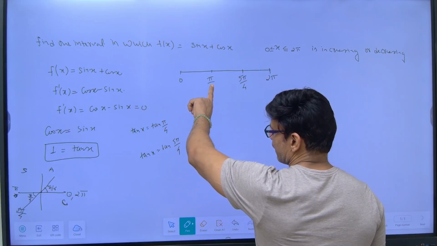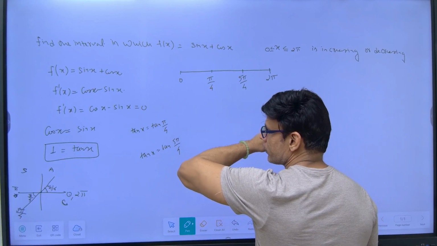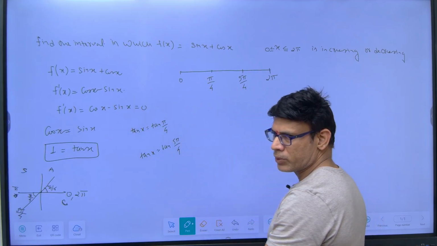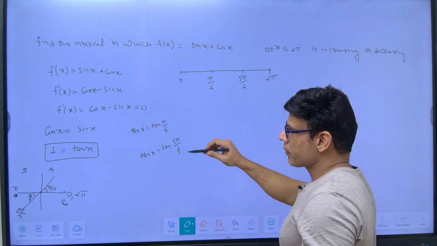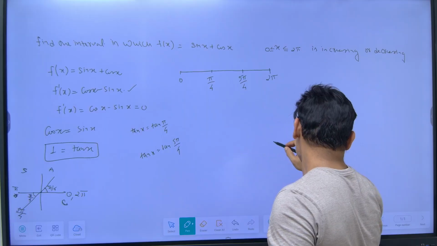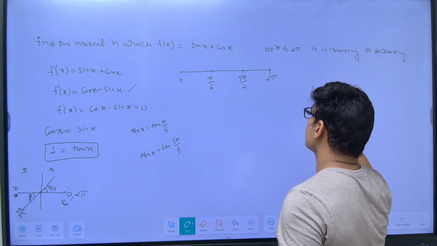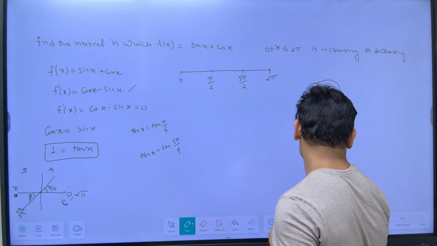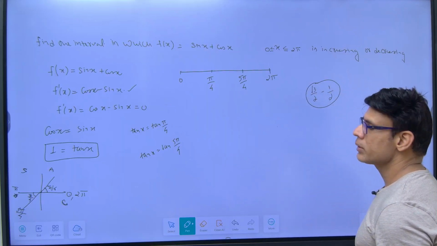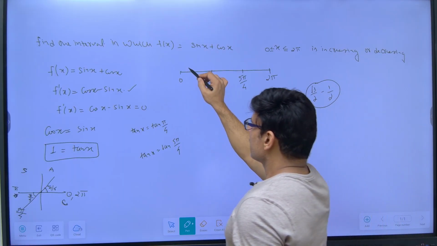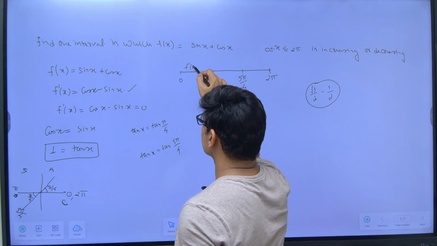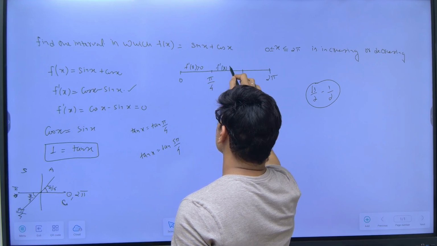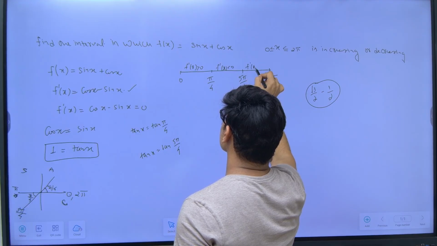Take any angle less than pi by 4 and substitute in f dash x. 30 degree. Pi by 4 is 45, so put 30. So what is sin 30? Sorry, what is cos 30? Minus sin 30. 1 by 2. This overall is positive or negative? Positive. Here f dash x is what? In this particular region it will be negative. Then again in this region this will be positive.